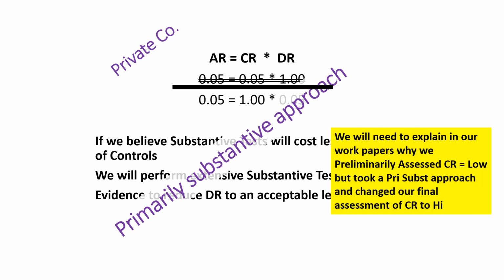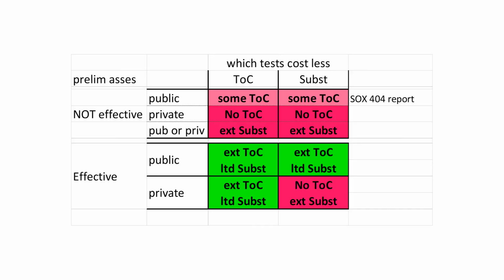Primarily substantive approach. But we're going to need to explain in our work papers why we preliminarily assessed control risk as low, but then took a primarily substantive approach and changed our final assessment of control risk to high. We can't assess control risk as anything except high because we don't have any evidence that the controls are effective. But we're going to need to document that and explain it in our work papers.